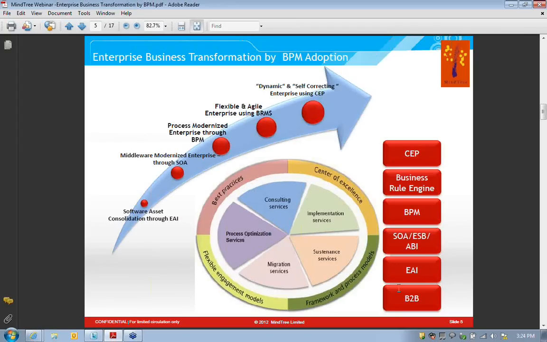Now, getting into the top part of this business transformation journey, we will call it some sort of a dynamic and self-correcting enterprise. The concept is, see, using integration, we achieved all information connectivity within the organization. Through SOA, we achieved some sort of reuse in terms of integrating ever-growing applications in your landscape. Through BPM, we have achieved an optimized set of processes in your organization. Using business rules engines, BRMS, we achieved the agility and flexibility in terms of ever-changing business processes.